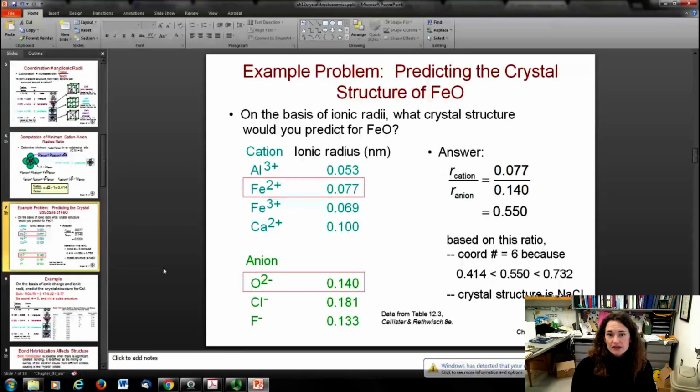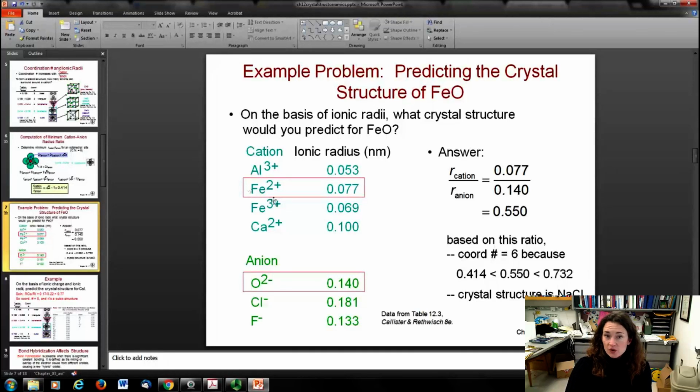Now, given these ranges, we can predict the crystalline structure of different materials. So, for example, for iron oxide, on the basis of the radii, what crystal structure would you predict? Okay, well, first you have to look at the chemical formula. So this is FeO. Now, when oxygen forms an anion, it gains 2 electrons. So you've got O2 minus, okay?